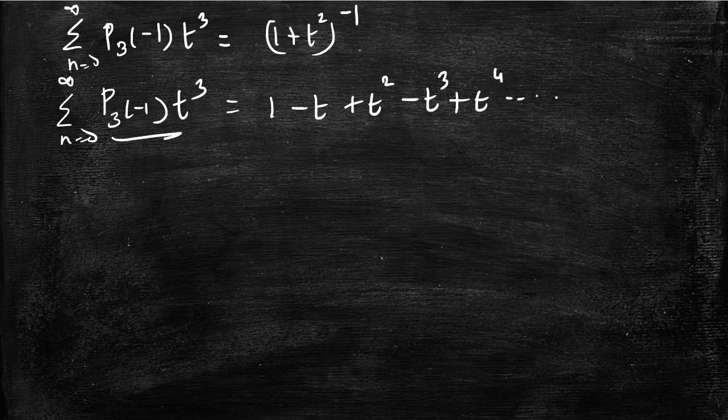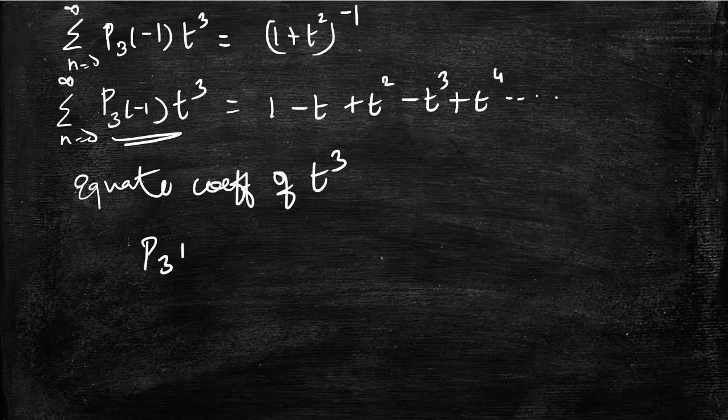Now we need P3 of minus 1, right? So I can equate coefficients of t cube. So P3 of minus 1 will be equal to minus 1. The coefficient of t cube here is minus 1. Hence I get P3 of minus 1 equal to minus 1.